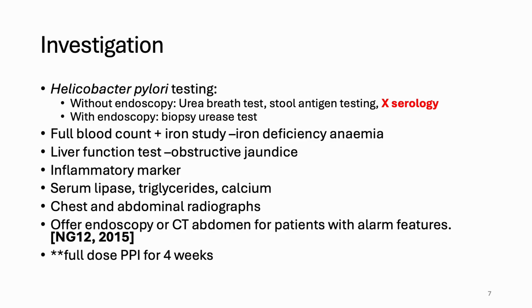We can perform a chest radiograph and an abdominal radiograph. It is really to look for air under the diaphragm and also features of bowel obstruction. The decision to offer endoscopy or CT abdomen should come from a senior clinician. If you want to know more, you can refer to the NICE Guideline 12, published in 2015.